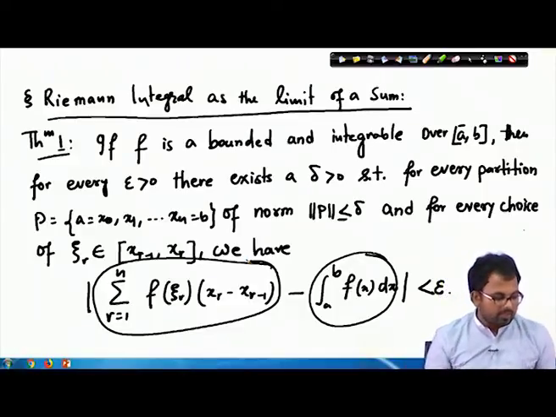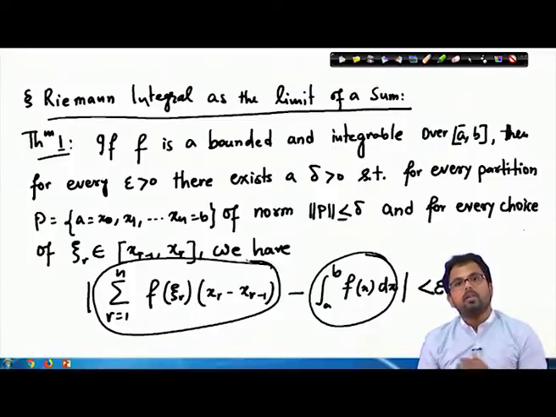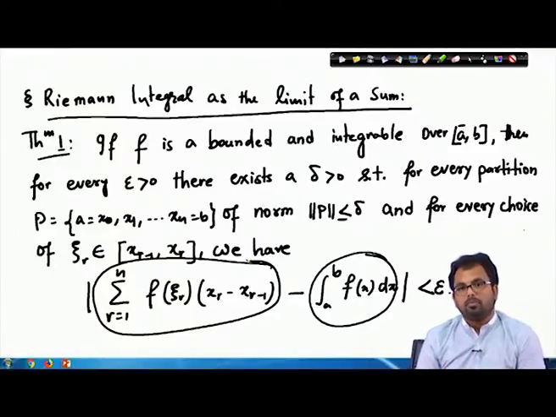The proof of this theorem is a little bit long, so we will not get into the proof of such theorems since this course is meant for BSc and BTech students. We will not get into the proof, but the flavor of this theorem. I will try to explain what it means.